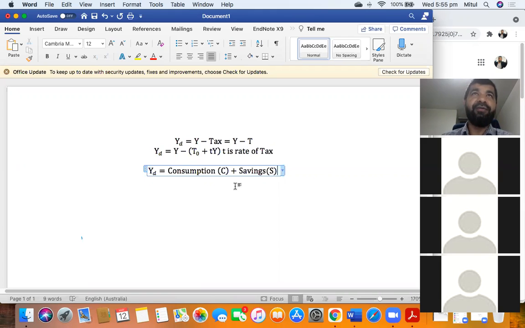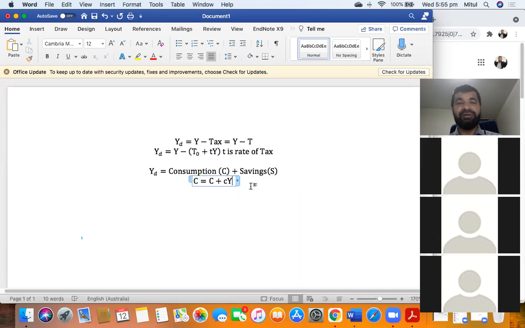Now we are going to show how we determine our consumption in this case. So consumption C is equal to C0 plus marginal propensity to consume into Y. So what is this C here?